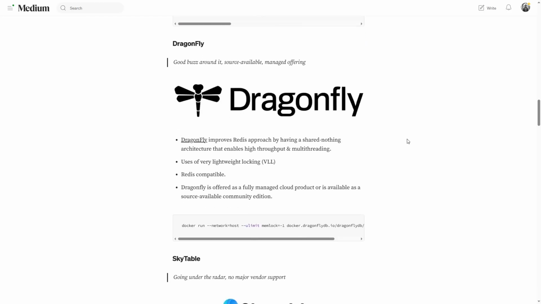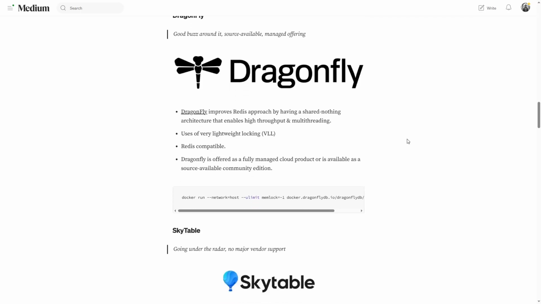Another good alternative to Redis is Dragonfly. It has a good buzz around it, with a lot of talks given by many folks on how it improves over Redis's solution and how it achieves a lower cost compared to what Redis provides. It is a managed solution, not an open source one. The managed one is a fully managed cloud product and is available as source available. A community edition is there, but to make it work in production, we need a license.